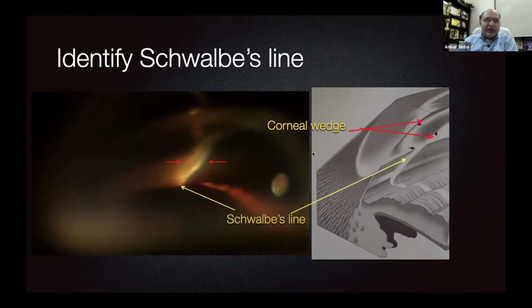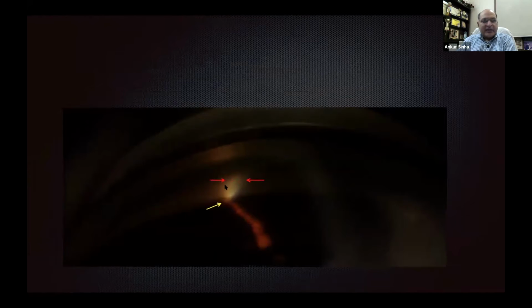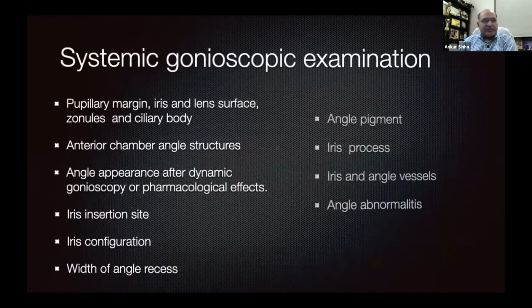Now, how do we identify the scleral spur? First we have to identify the corneal wedge. There is a reflection from the anterior and posterior surface of the cornea, and they meet together. The place where they meet is Schwalbe's line. Here we can see this corneal wedge, and the place where they meet is Schwalbe's line. Now, in this picture, we can see that the corneal wedge is seen, but we cannot see the area where these two rays are meeting. So this is actually a closed angle, and it should be labeled as angle closure.